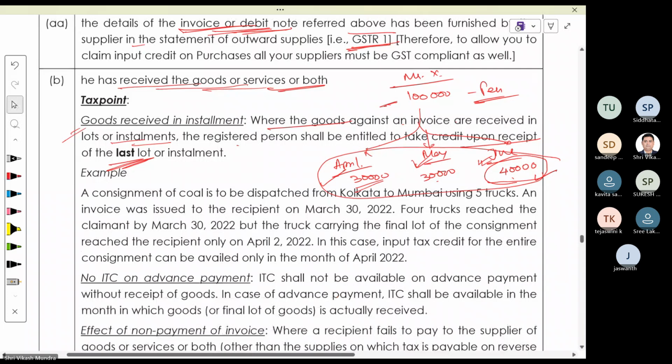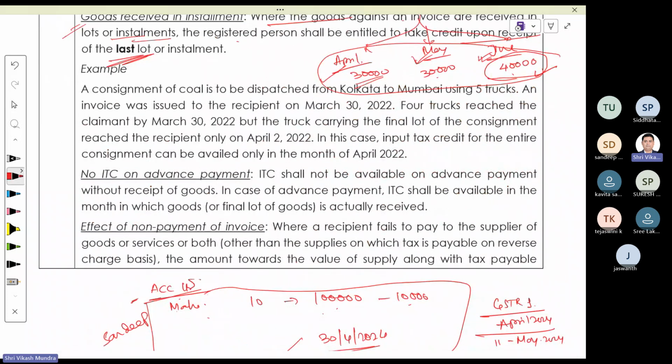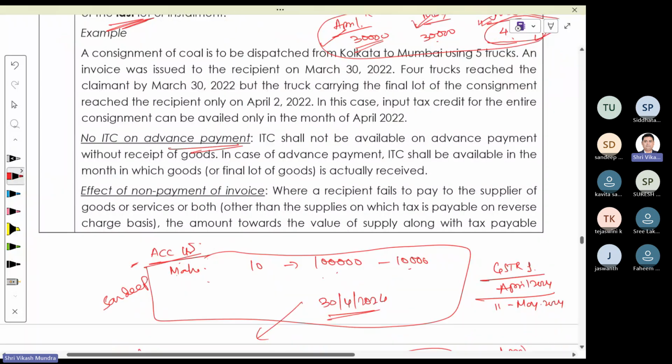Done? No ITC on advance payment. Even though you made the advance payment, you are still not eligible to claim ITC because the goods or services are not received on mere advance payment. Unless and until it is received by you, you cannot claim ITC.